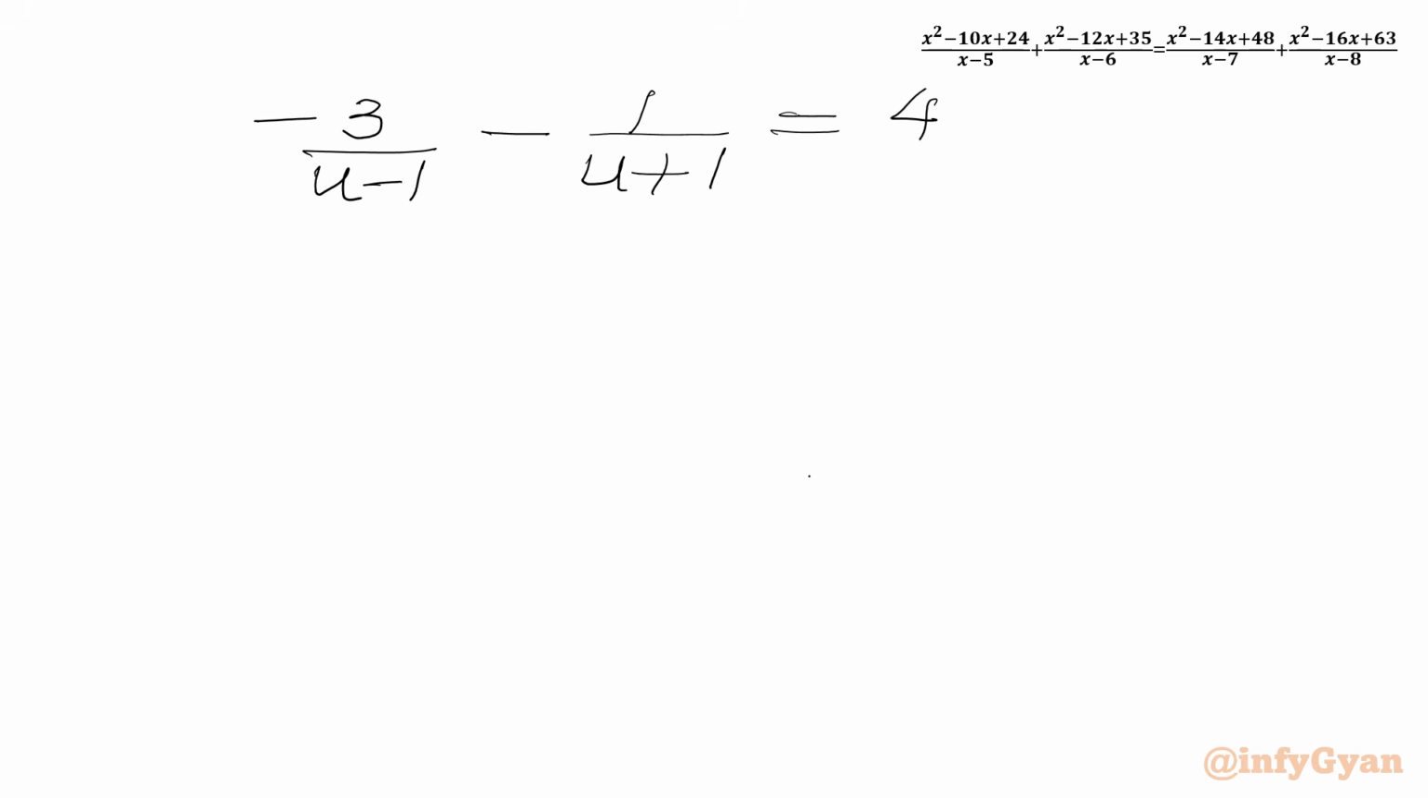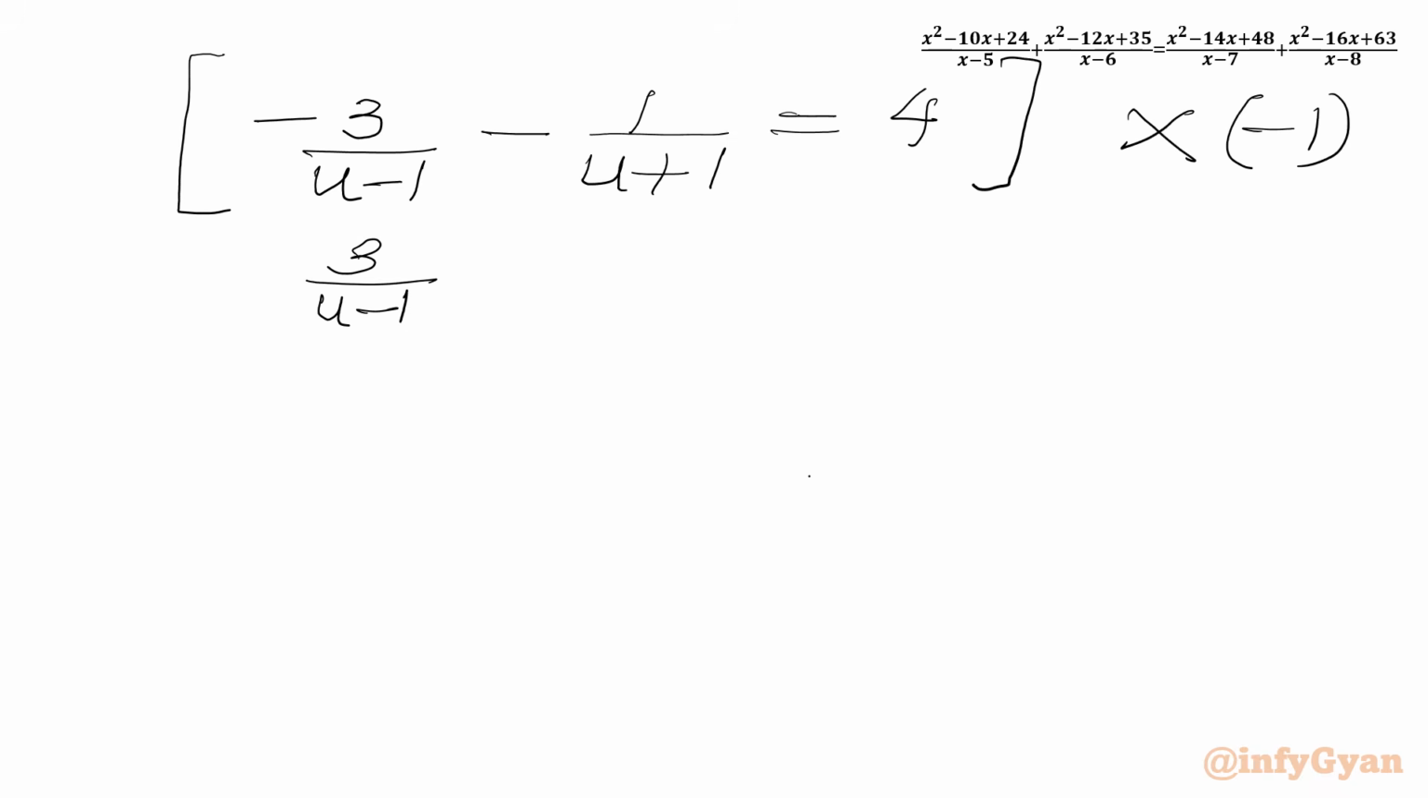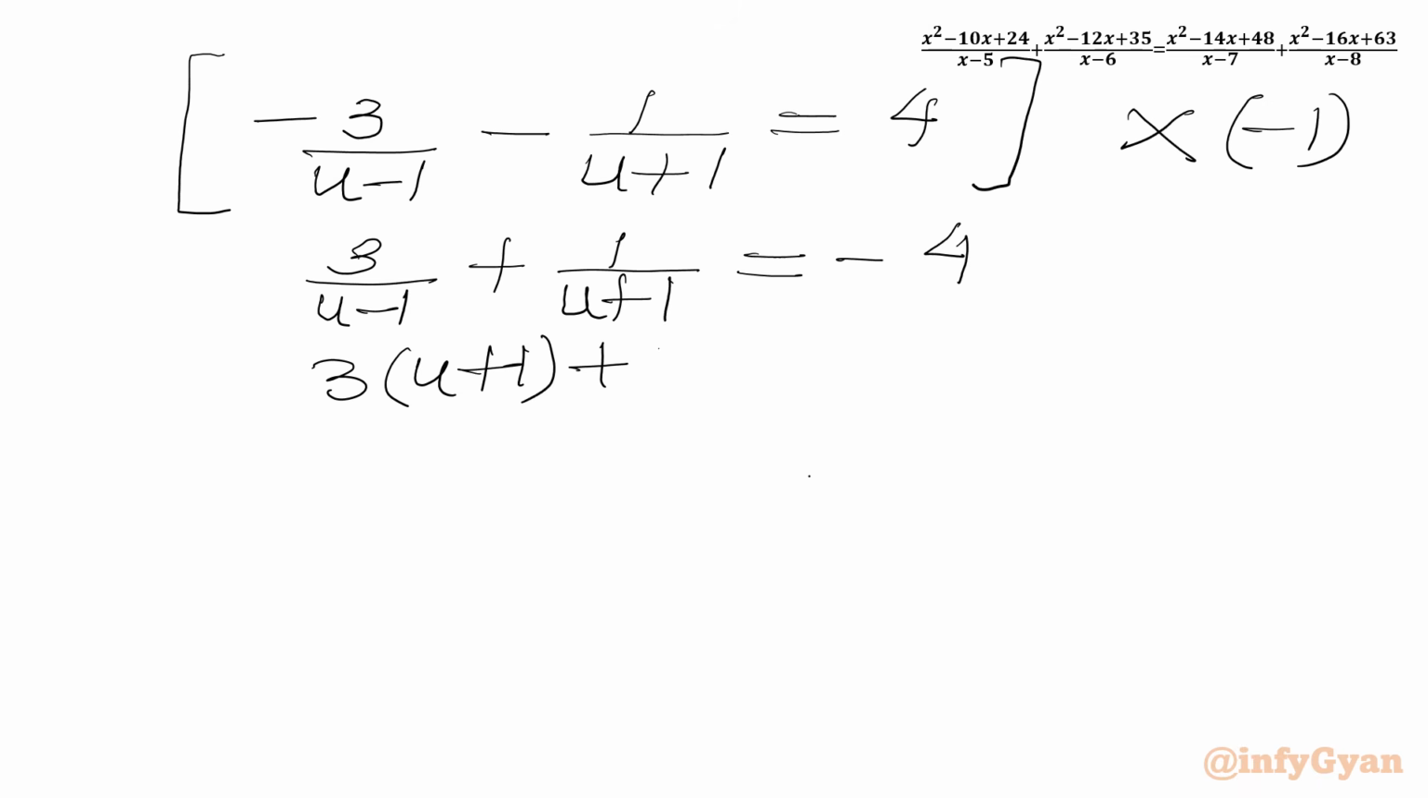Now we'll multiply our equation by negative 1. So let me write here whole equation times negative 1. We will get 3 over u minus 1 plus 1 over u plus 1 equal to negative 4. Now we'll take LCM. So I will write here 3 times u plus 1 plus u minus 1 over u minus 1 times u plus 1, u square minus 1 equal to minus 4.